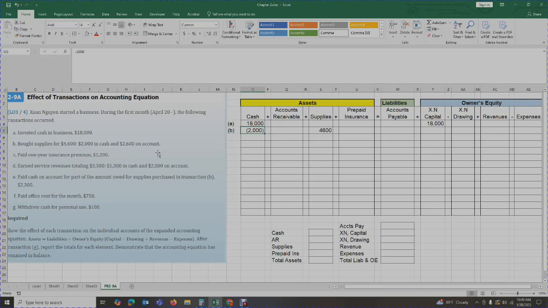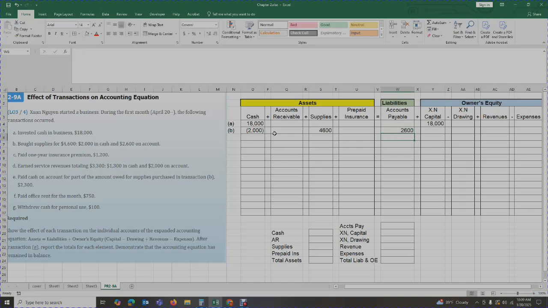That means that I owe someone $2,600. Which account would we use when we owe someone money? We owe someone $2,600 for supplies. The account that we use when we owe someone money is accounts payable. Your accounts payable is a liability. This is basically my debt. I owe someone $2,600. Now your debt is increasing. You have more debt now.